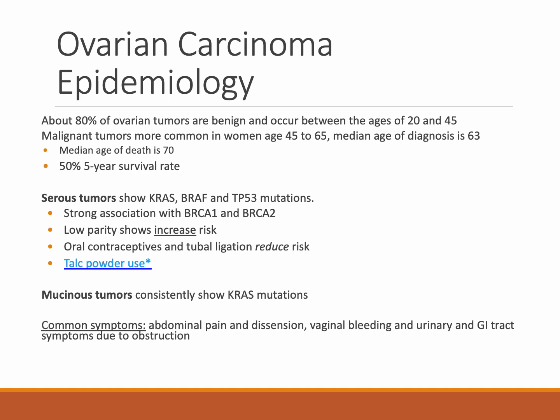Unlike mucinous tumors, with serous tumors we see the risks associated with mutations. You have KRAS, BRAF, and TP53. Additionally, we talked about BRCA positive patients, so they can have a higher likelihood of breast cancer as well as ovarian and fallopian tube carcinoma, and you might see prophylactic resections for that. Low parity shows an increased risk. So if you're not having enough kids, you might have ovarian cancer. Oral contraceptives and tubal ligations actually will reduce your risk, so there's a way to work around that.